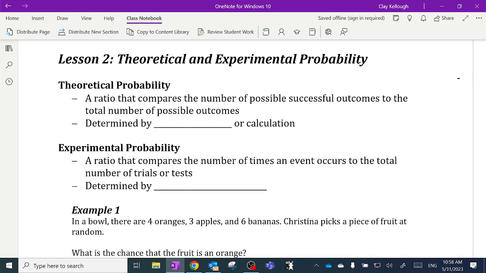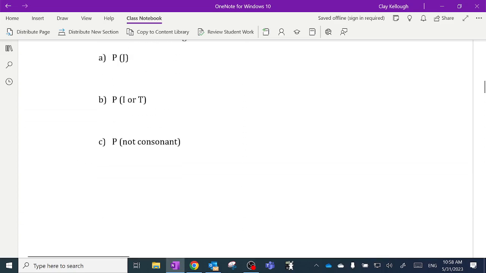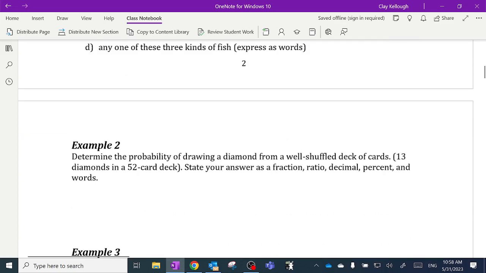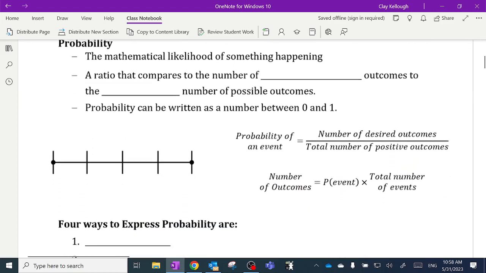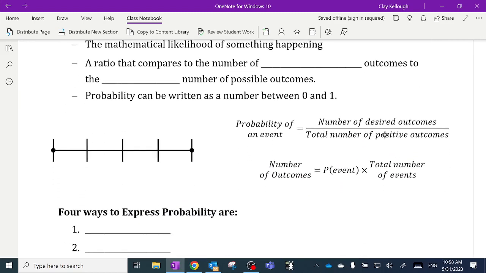And again, this is determined by calculation, or the blank, they're looking for the word formula. Determined by formula or calculation. If you go back into lesson 1 real quick, theoretical probability is basically this formula, which I like to call desired over, this word I realized is supposed to actually be possible. So desired over possible, it's a formula.